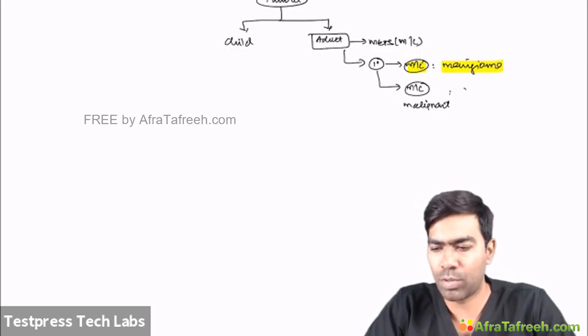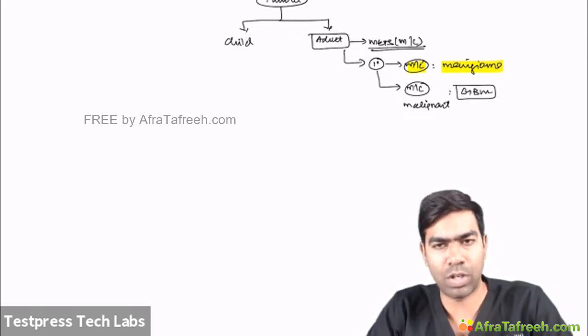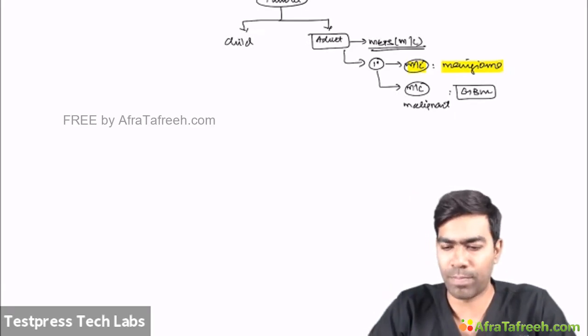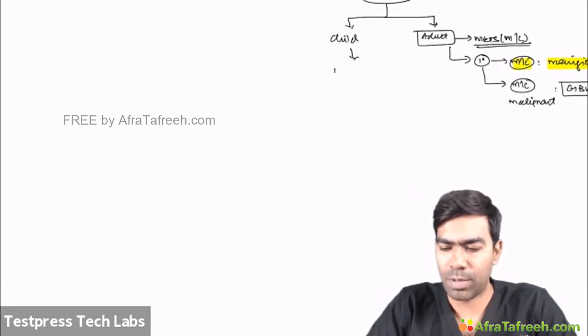Most common malignant tumor is GBM, that is glioblastoma multiforme. But overall most common is METS. Primary most common is meningioma. Primary most common malignant is glioblastoma multiforme. In children, remember primary tumors are more common than metastasis unlike adults. That's really, really important point.